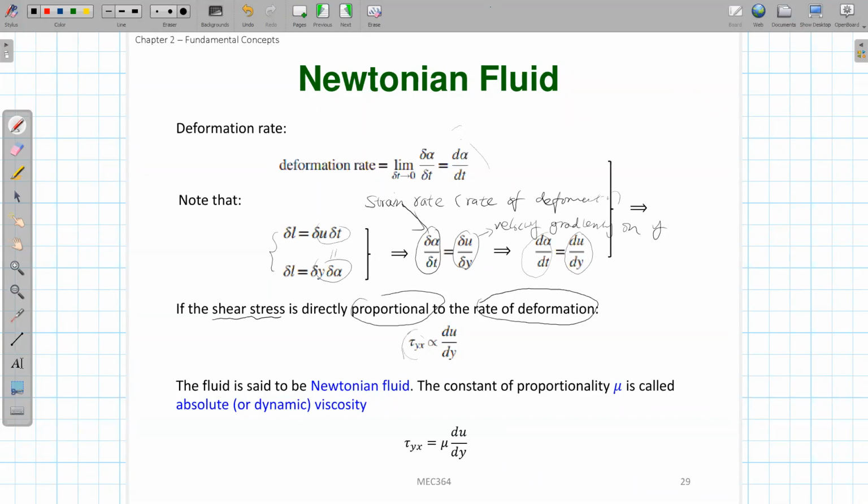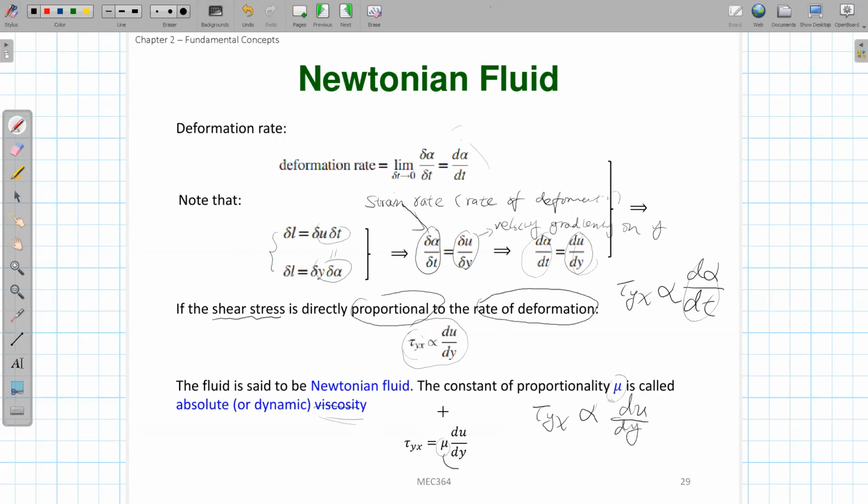And also we know that in a fluid we have this correlation: the shear stress is proportional to this strain rate. So in other words, we can replace this one with this new one, and we get the final one. We know that tau yx is proportional to du/dy, the velocity gradient in the y direction. And for this proportionality, we can introduce a new constant, which is called mu, as the proportionality constant. And this mu is called the viscosity. So this is how we define the viscosity.